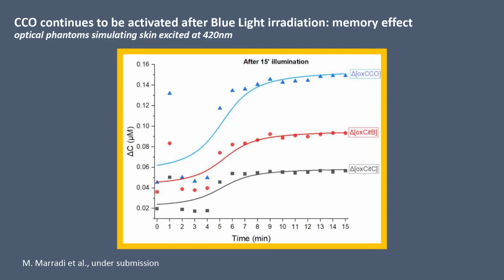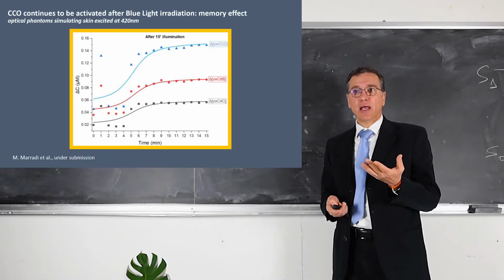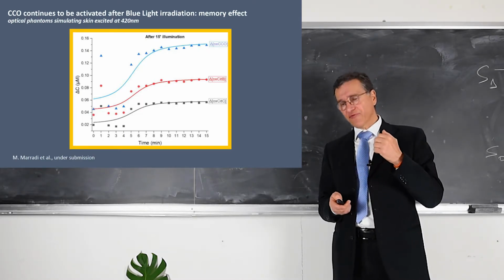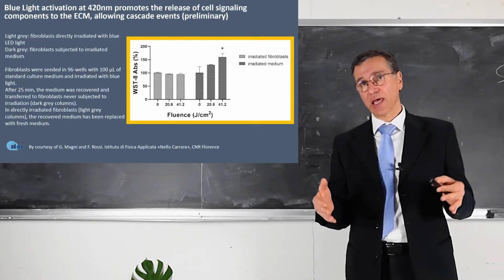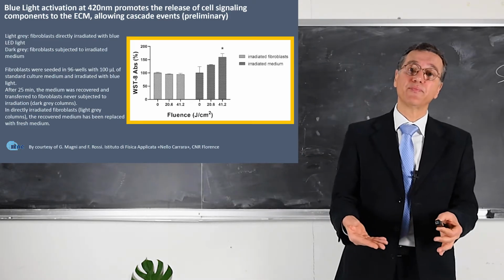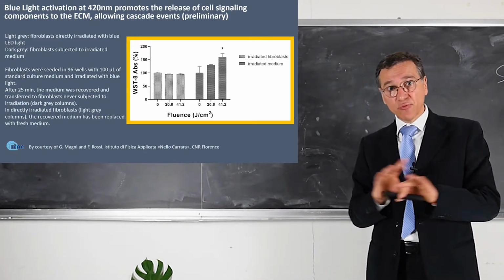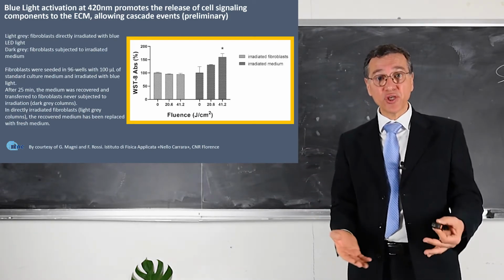But the nice thing is that when we stop irradiation with light, we see an increase of that concentration with time. So there is a sort, let me say, of memory effect. And we would like to understand that. And from preliminary measurements, we saw that this is a very interesting experiment. If we take some fibroblasts and we irradiate with blue, then we remove the fibroblasts and we put in the medium new fibroblasts which have not been irradiated, we observe an increase in the viability and the proliferation of fibroblasts.